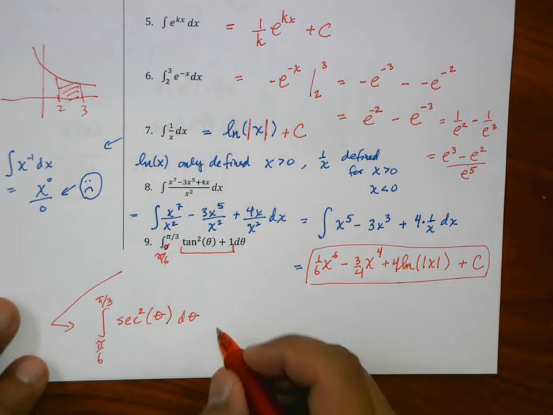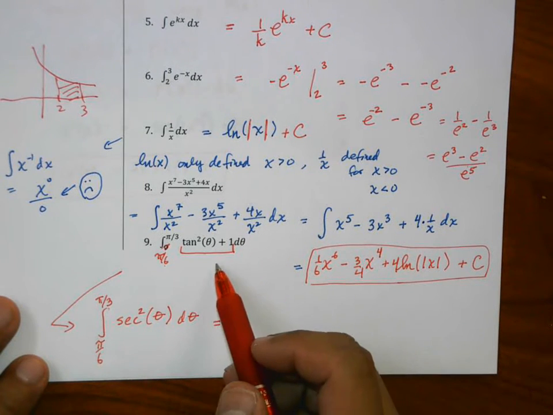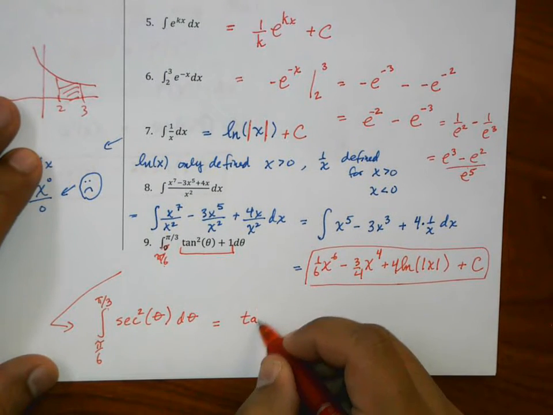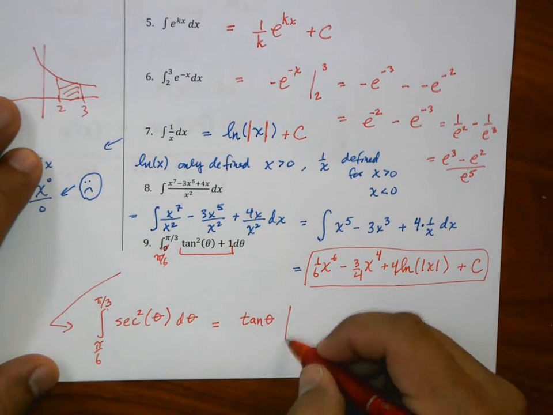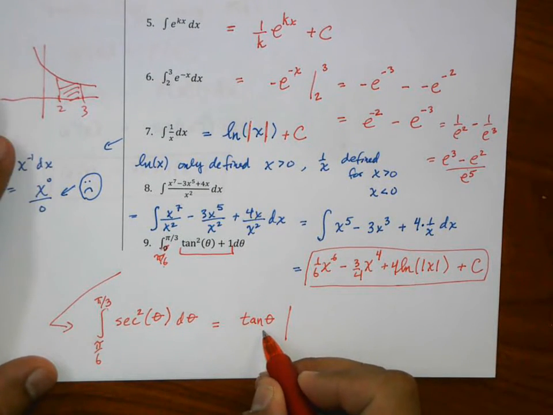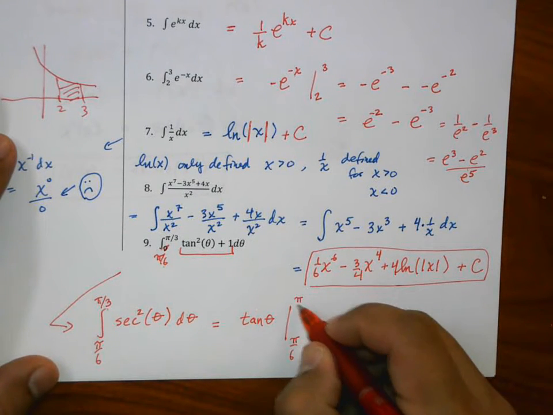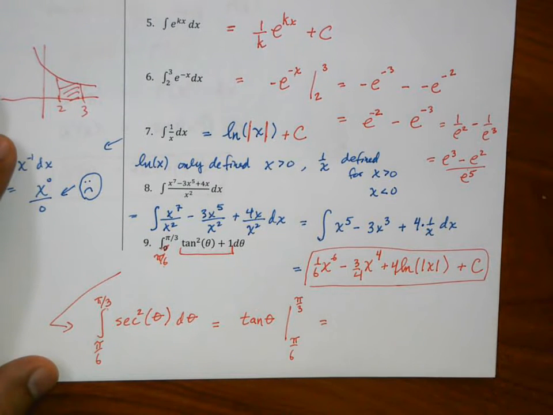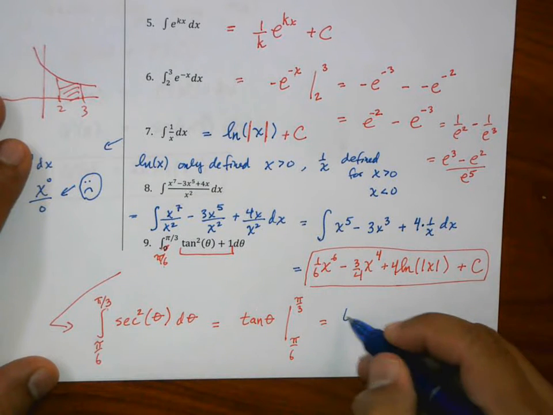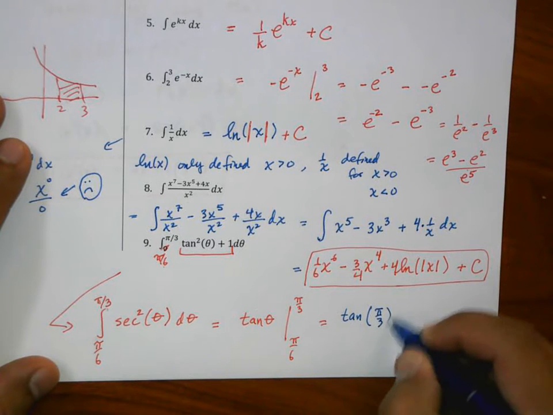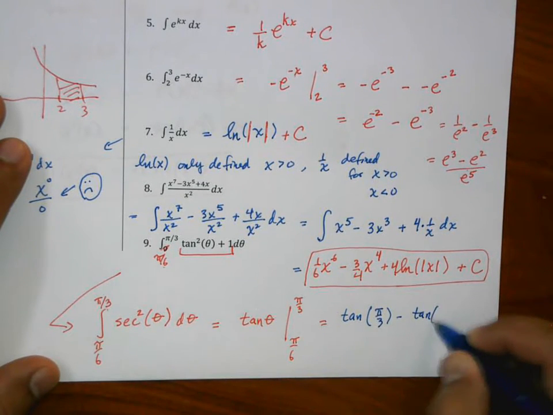Okay. So here you really have to understand trig identities, and you really have to understand derivatives of trig functions. So this will be tangent theta, because the derivative of tangent is secant squared. So this is tangent theta evaluated from pi over 6 to pi over 3. I hope you're good with your unit circle. You've got to find out what is the tangent of pi over 3 minus the tangent of pi over 6.